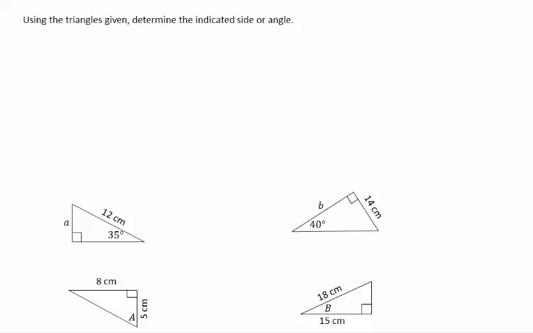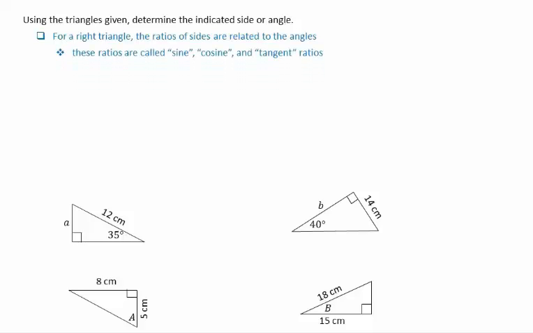Using the triangles given, determine the indicated side or angle. For a right triangle, the ratios of sides are related to the angles. These ratios are called sine, cosine, and tangent ratios. Consider the following right triangle.